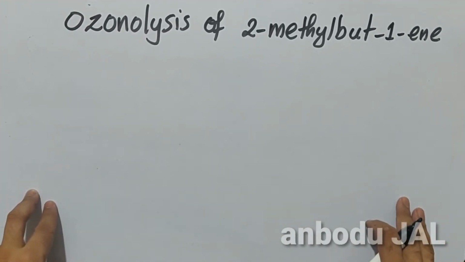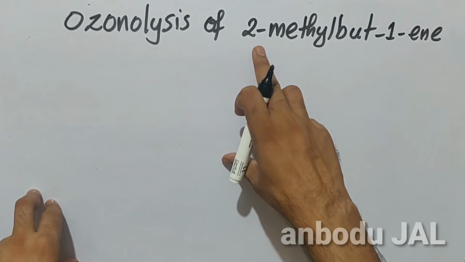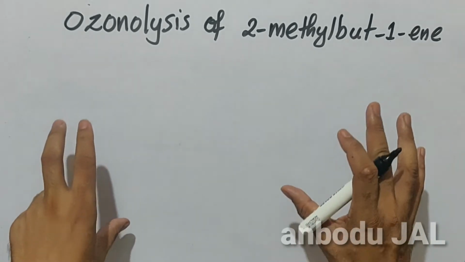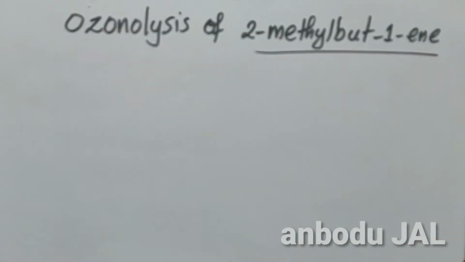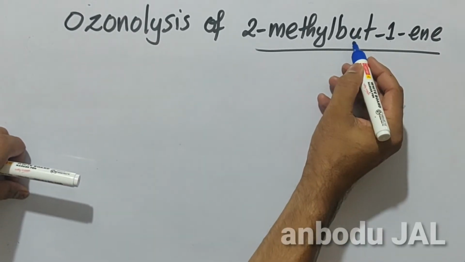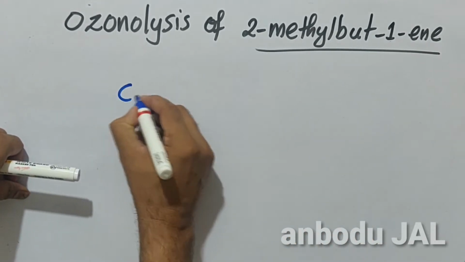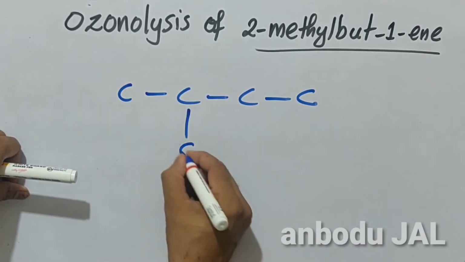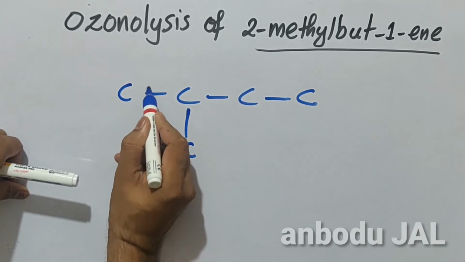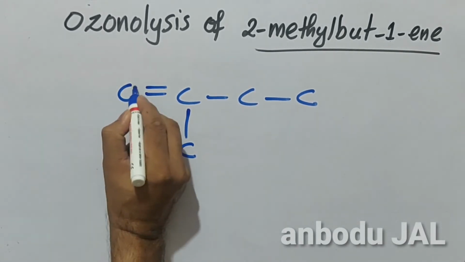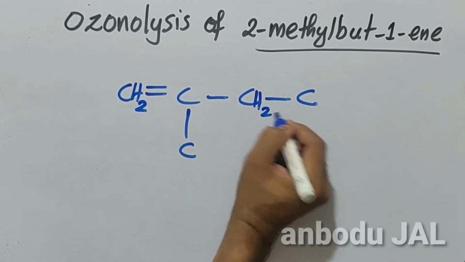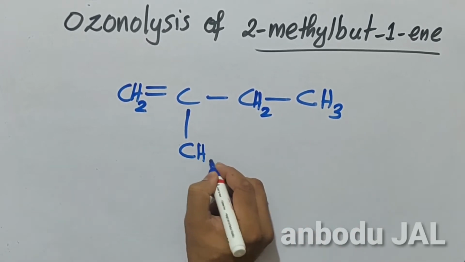Next question is to find out the ozonolysis product of 2-methyl-but-1-ene. Firstly, we can write the formula of 2-methyl-but-1-ene. The longest carbon chain contains 4 carbon atoms. Here the root word is but. C, C, C, C. One methyl group is present on the second carbon. One double bond is present on the first carbon. So we can write CH2 here, here there is no hydrogen, here CH2, here CH3 and here CH3.